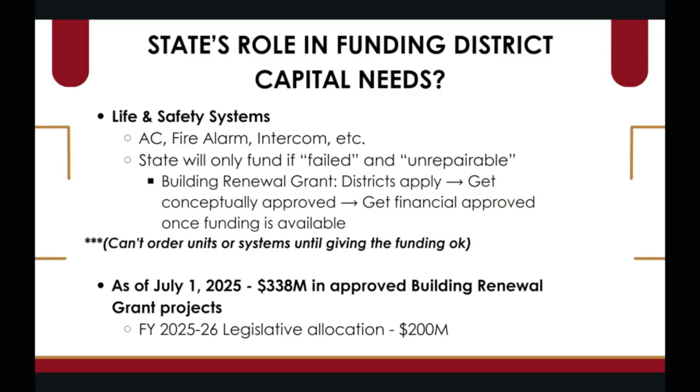As of July 1st, 2025, that's what I was just telling you, there's $338 million in grant projects and only $200 million allocated. So again, it's kind of a broken system. But again, we as school districts get very frustrated with the School Facilities Board, but at the same time, we also realize they can only do what they can do with what they are funded.